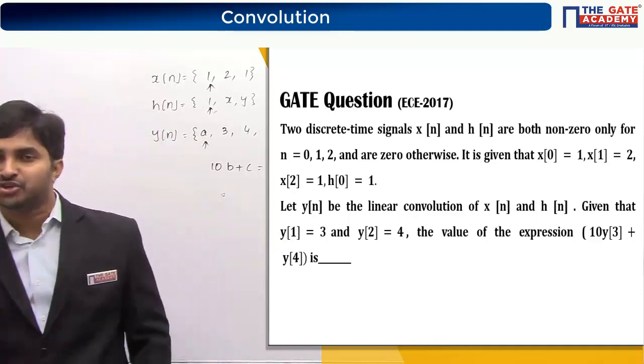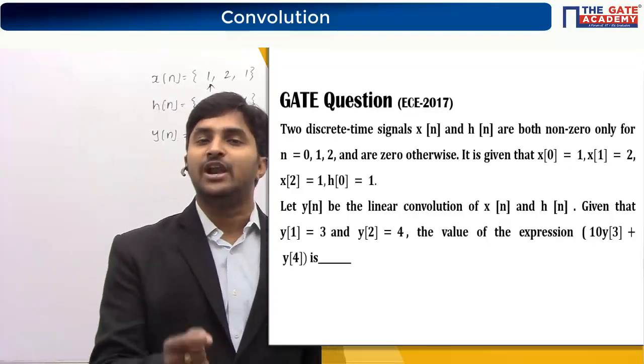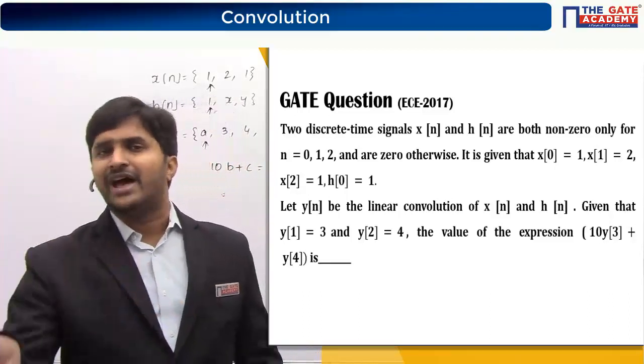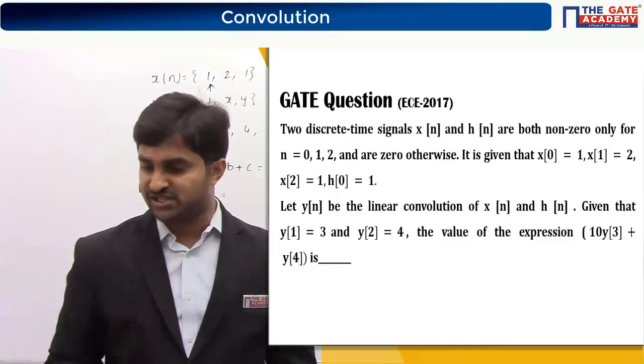It's clearly given in the question that x of n and h of n both are non-zero for the values of n being 0, 1 and 2. Right, for the remaining values of n, the values of x of n and h of n both are zeros.